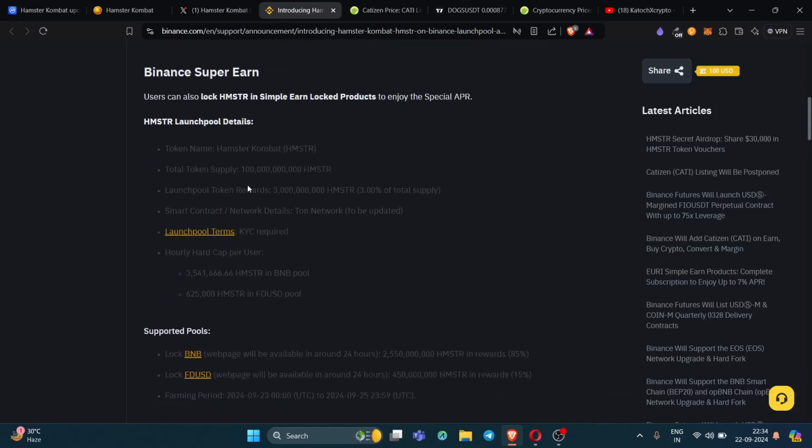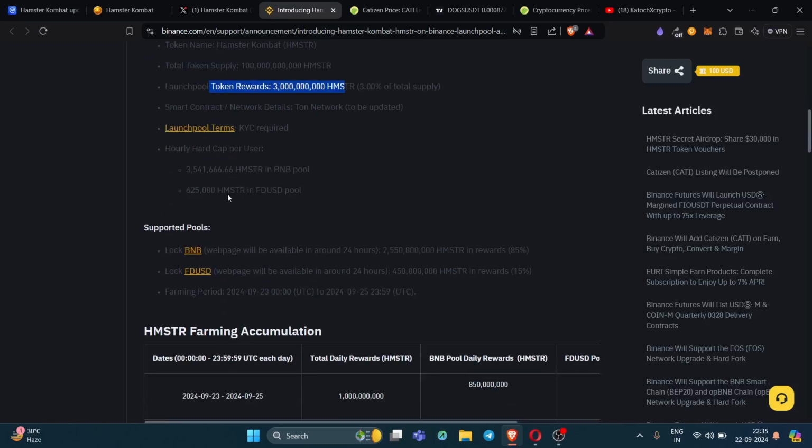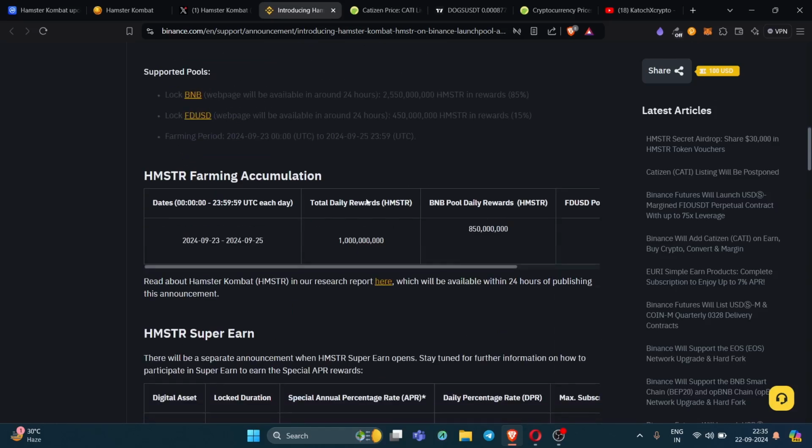This is the supply, guys. 100 billion tokens is the supply of Hamster, which is very high. Of course, not higher than Dogecoin, which has a total supply of like 500 billion tokens. Now we need to focus on this part, which is 3 billion token supply. The 3% of the token supply is what you will get at the token reward pool. And when you go down here, this much are people earning who have a good amount of BNB or FDUSD to stake. And this is the value that they have earned so far.